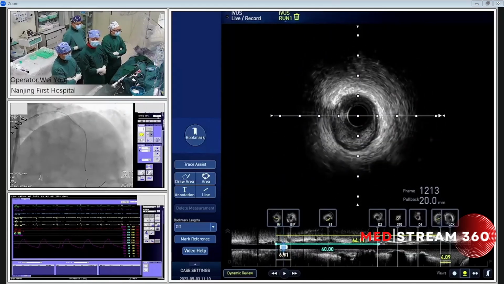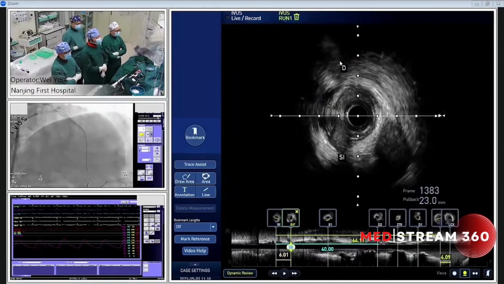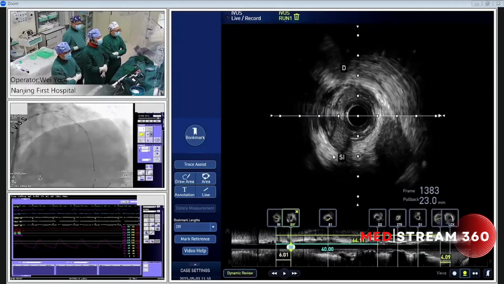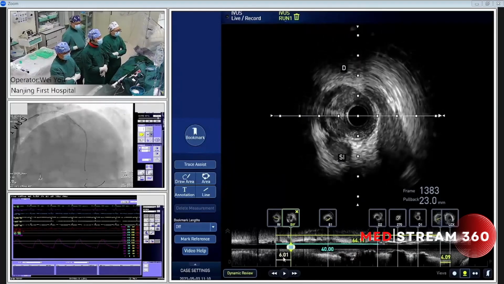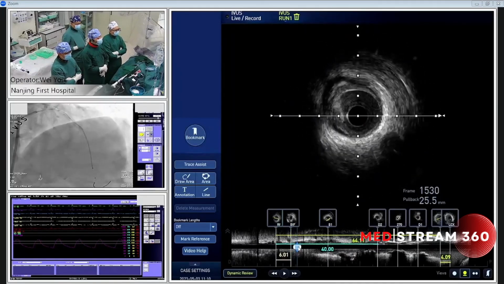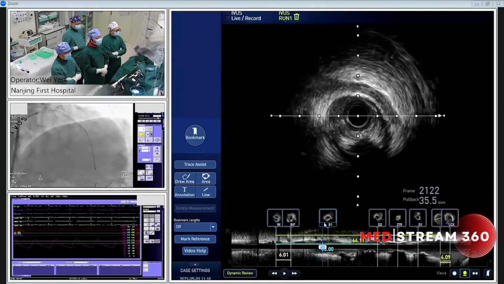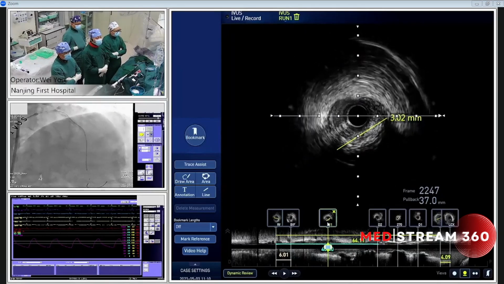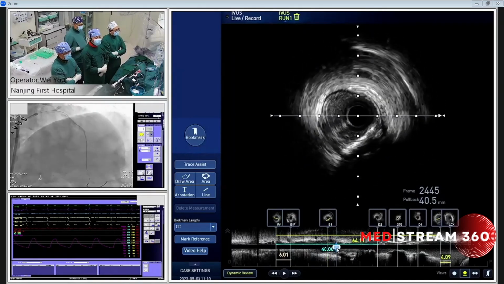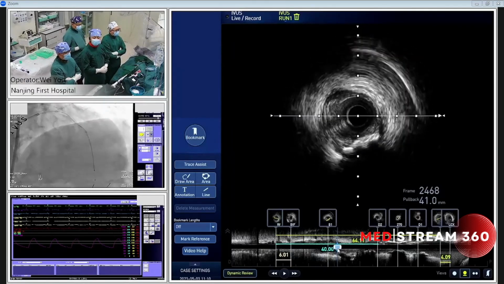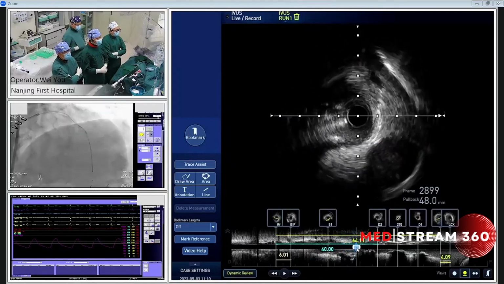Then pulling back, we can see an eccentric plaque. Then pulling back, we can see the bifurcation. This is the diagonal, a small diagonal, and the small septal. The distal landing zone near the bifurcation is about 6 millimeters. Then pulling back, this is the distal LAD, and the vessel diameter is about 3.0 millimeters. The plaque is an attenuated plaque. Then pulling back, we can see calcified plaque, but the calcification angle is not more than 180 degrees.